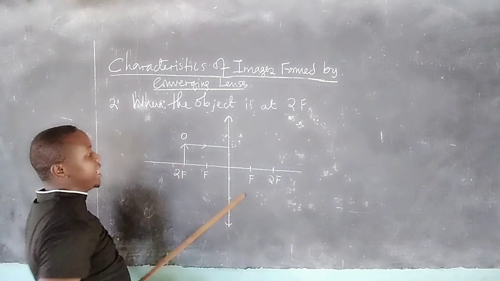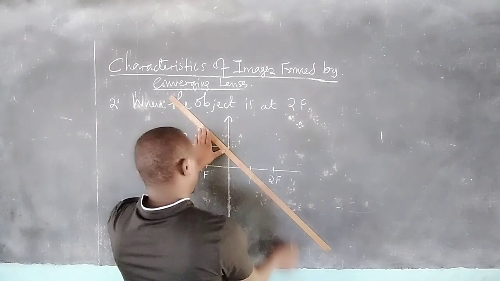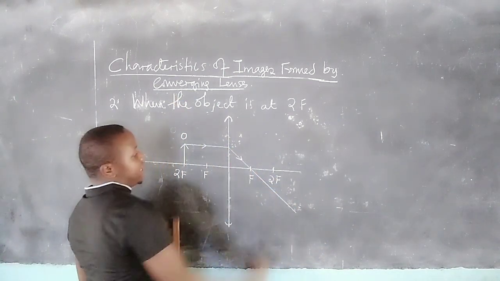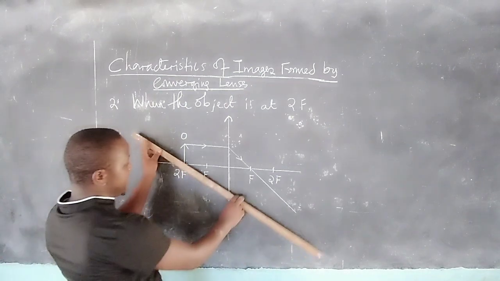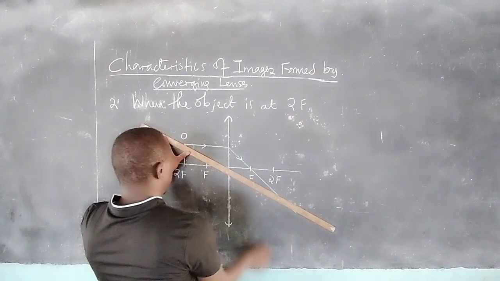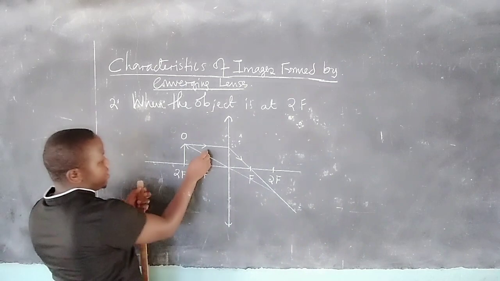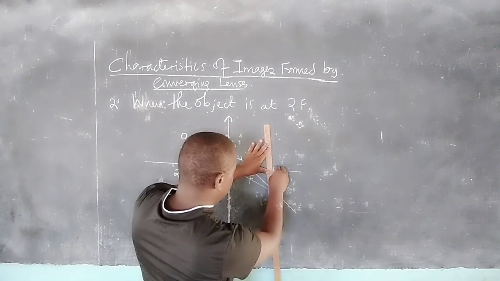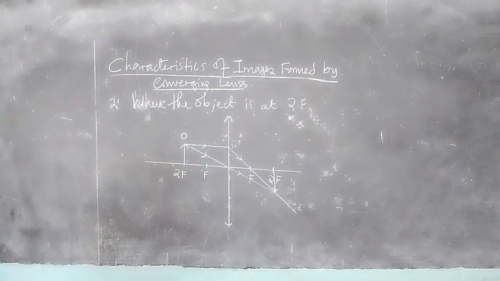A ray parallel and close to the principal axis gets refracted through F, like that. A ray from the tip of the object through the optical center passes on undeviated. The ray just progresses undeviated. So where the image is getting formed is there, and we can look at the characteristics.